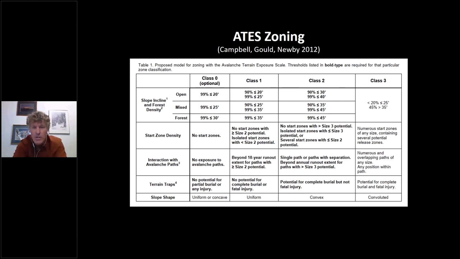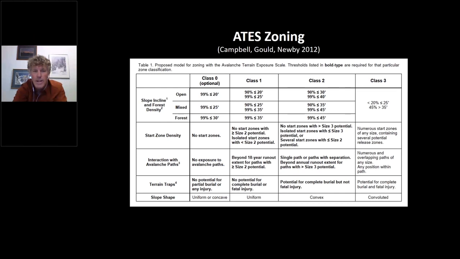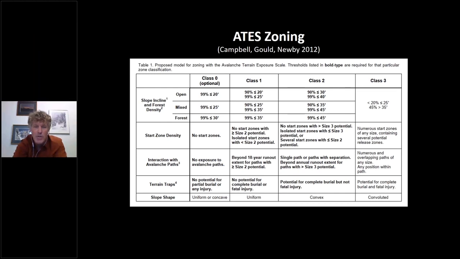So I'll show you a screen here. This is a simplification of the original scale, and their idea was to build it to be more applicable for GIS and more quantitative terms. Instead of using things like generally less than 30 degrees, we went for more specific numbers, and forest densities. You'll see they added a class 0, which I'm going to talk about in just a minute.